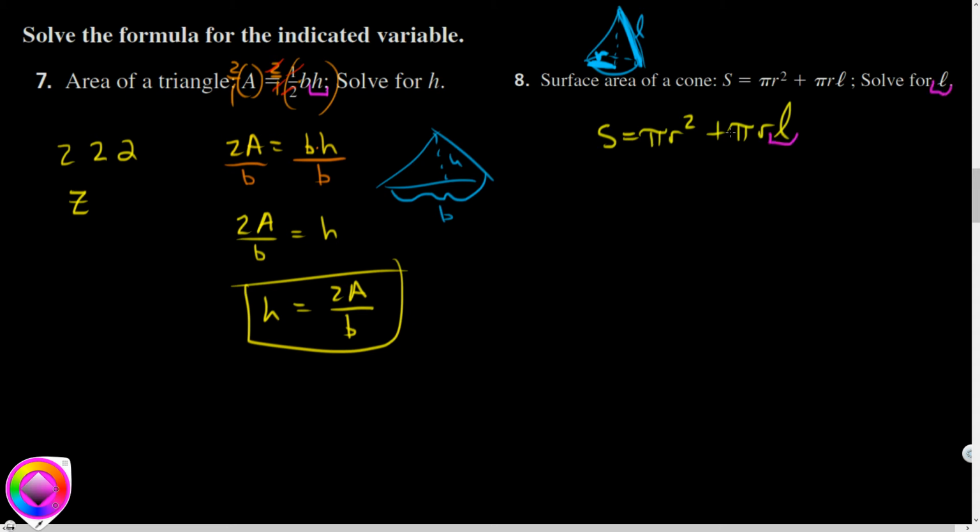So I want to pretend that pi is a number, which it is. I want to pretend r is a number, and I want to get everything away from the L. Yeah, it does look like a cool fish. So what do I do to both sides to get L by itself?